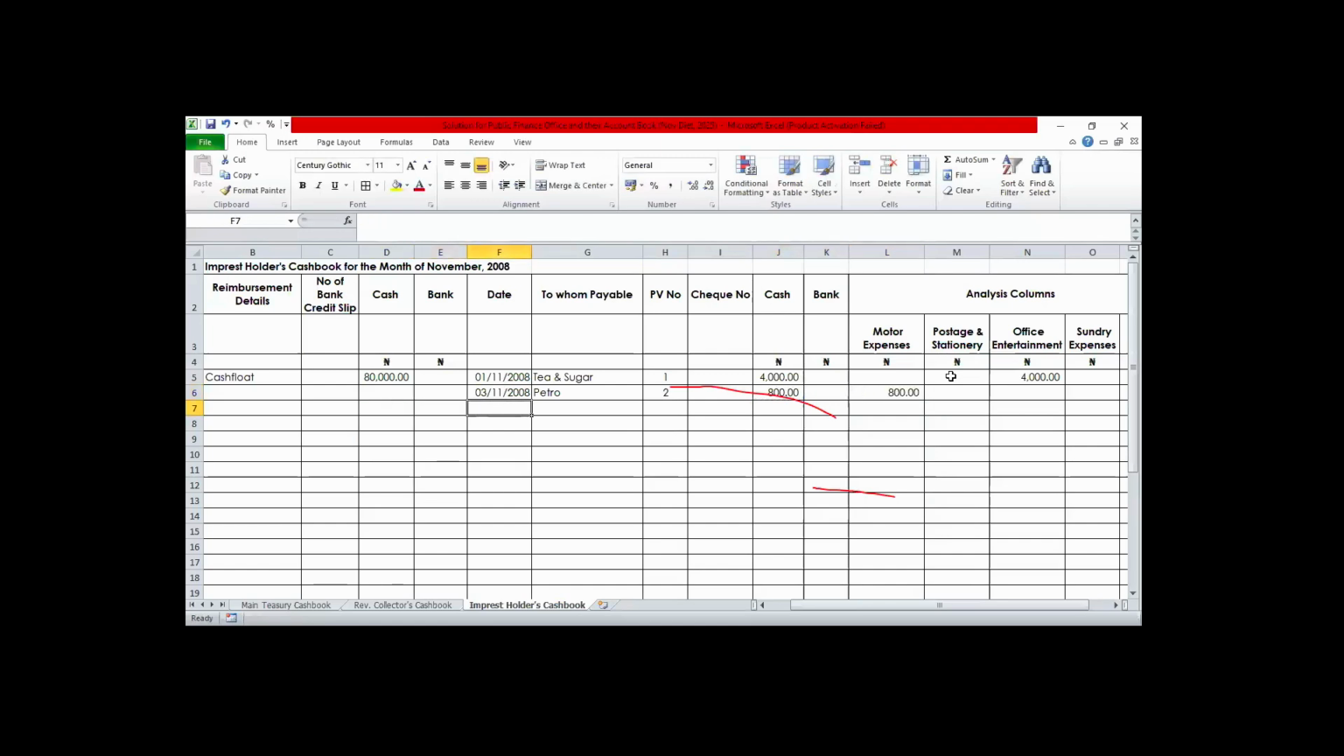November 4, postal service. Postal service, 2,000 naira. Okay.